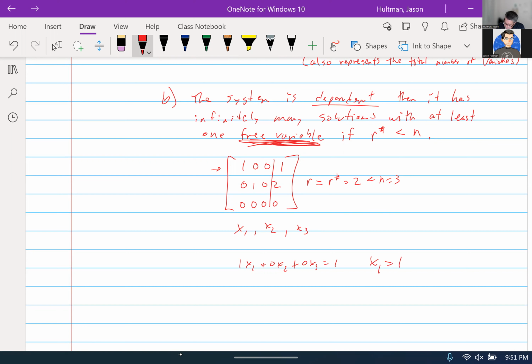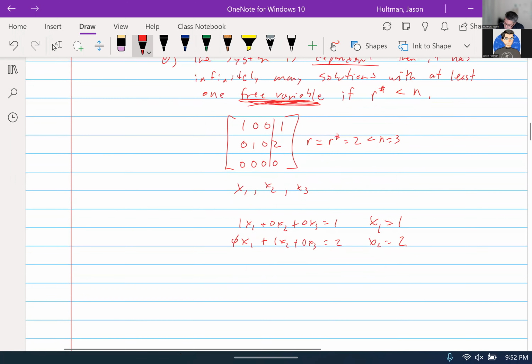The second row is the same story. So we have 0x1 plus 1x2 plus 0x3 is equal to 2. That again locks in what x2 has to be. x2 has to be 2. But let's look at the third row here. The third row is 0x1 plus 0x2 plus 0x3 equals 0. Well, of course it does. If I zero out everything, it's going to be 0, regardless of what values x1, x2, and x3 take on.